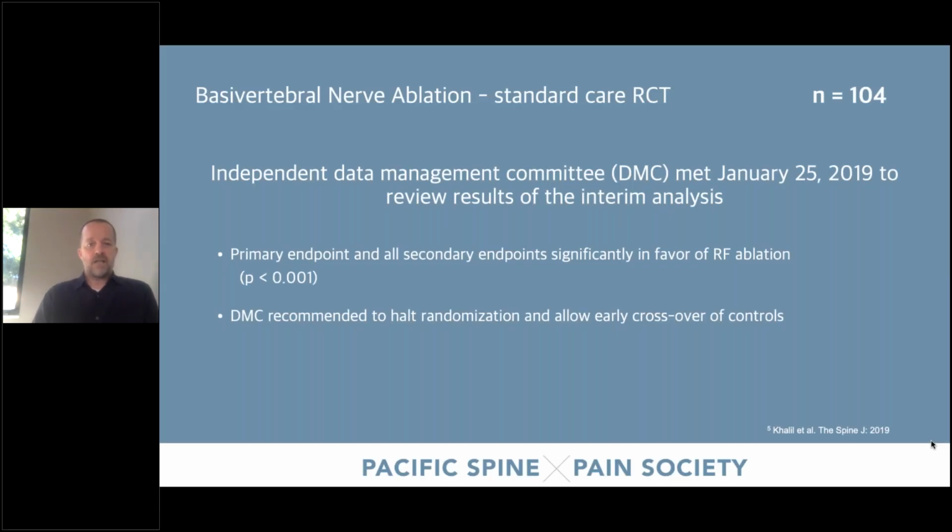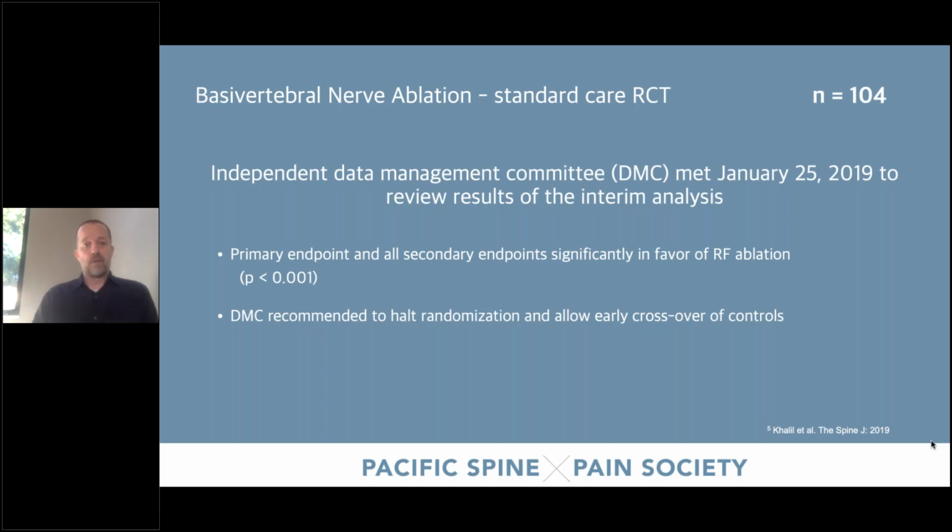Now, this study had an independent data management committee, like most studies like this, that was reviewing the data, and there was a pre-planned interim analysis at the time that 60% of the enrolled subjects completed their 3-month primary endpoint. And the only publication from this study so far derives from that pre-planned interim analysis of the 60% of patients meeting the primary endpoint.